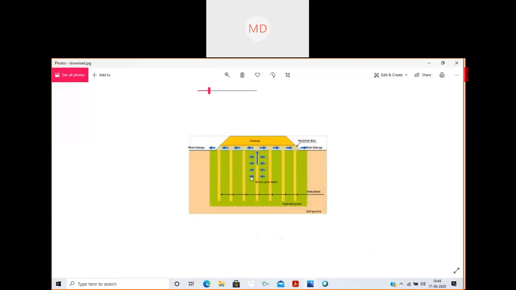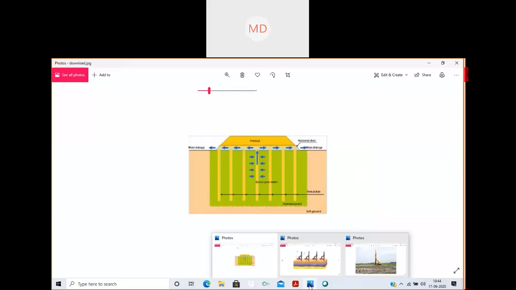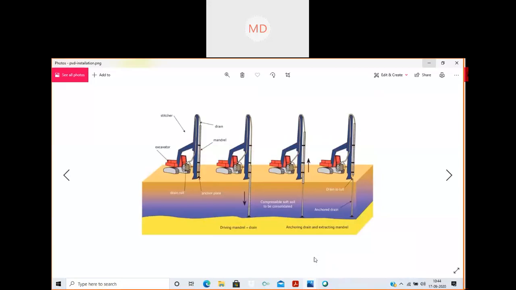The blue arrows show the movement of pore water. It strikes the vertical drain and it rises up. Then the water flows through the sand blanket and is ultimately squeezed out. This is about sand drains. Now let us see about prefabricated drains.